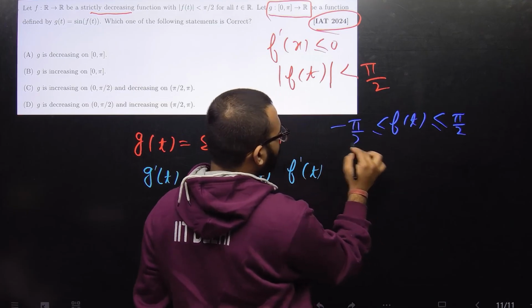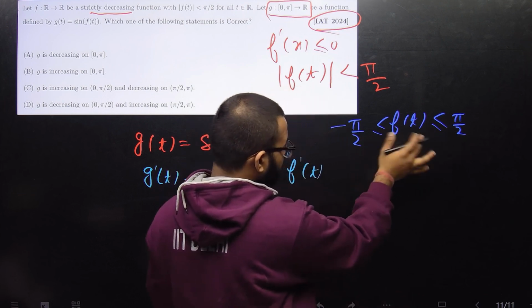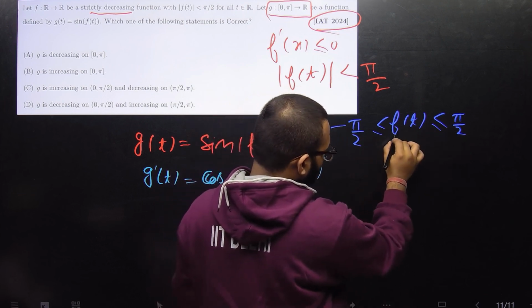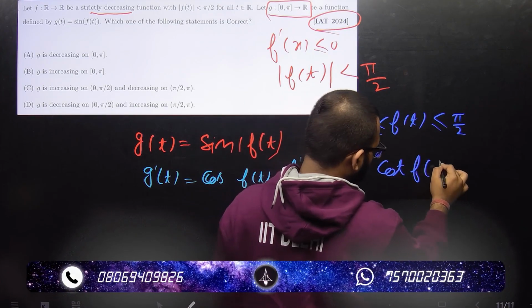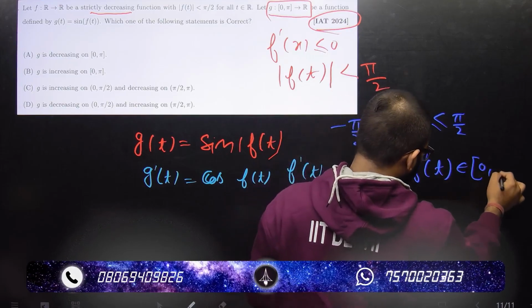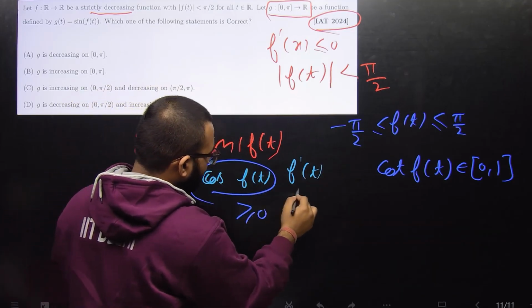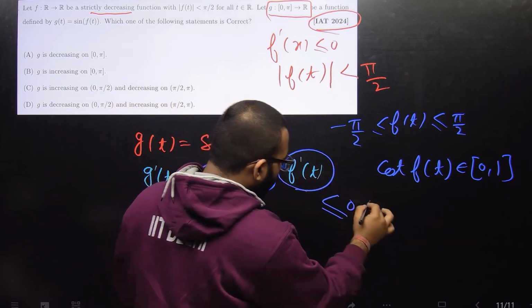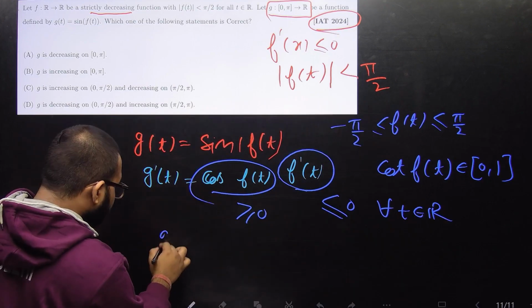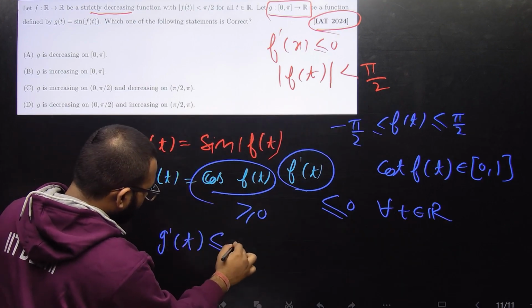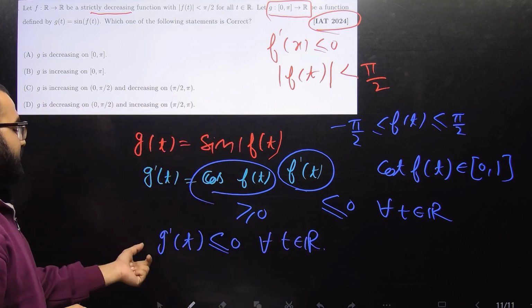And if we apply cos, we know that cos x is a decreasing function from minus pi by 2 to pi by 2, so that changes the sign. So cos f(t) belongs to 0 to 1, that means this is greater than or equal to 0 and f dash t is less than or equal to 0 for all t belonging to real. So the overall expression of g dash t is less than or equal to 0 for all t belonging to real.